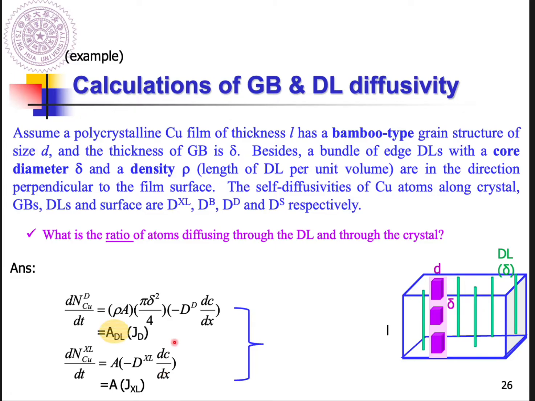The same idea applies: we also can get the number of diffusing atoms through the dislocation per dt, which is the flux along the dislocation, and A moves to the right hand side. This is the total area of the dislocation, and the flux J_D can be expressed as minus the diffusivity of the dislocation times the concentration gradient. And regarding A, the area of the dislocation, how can we get this?